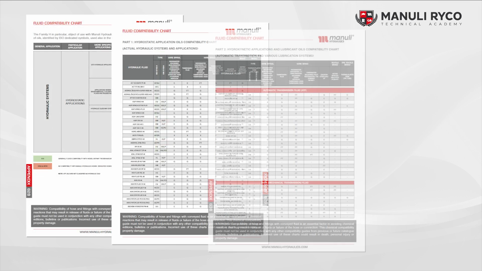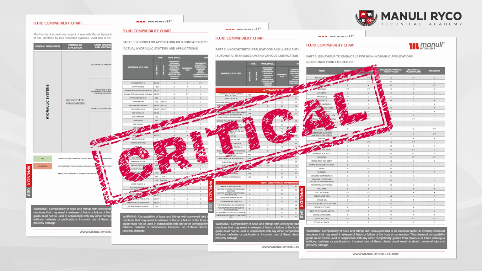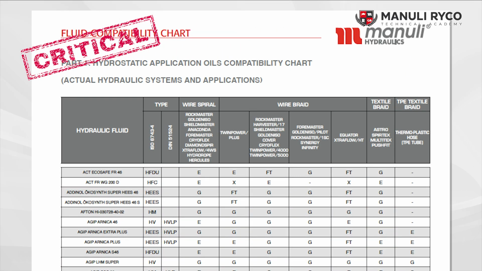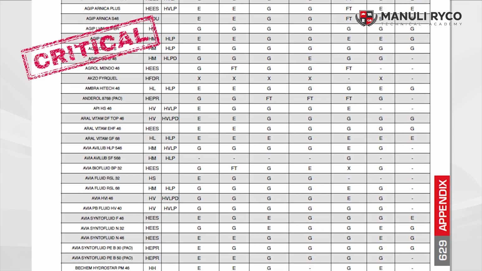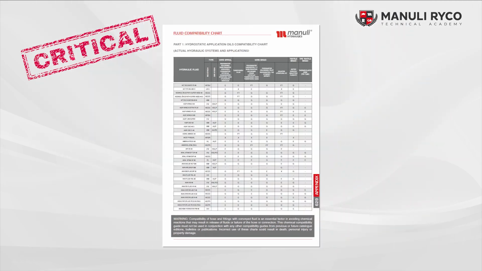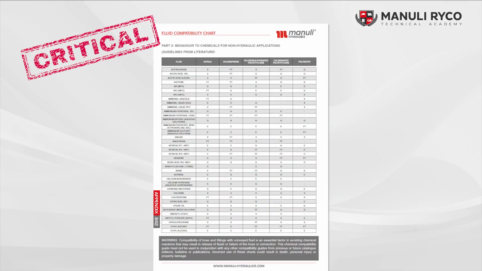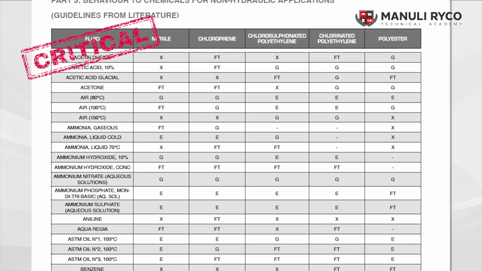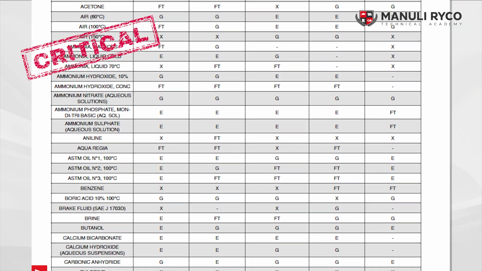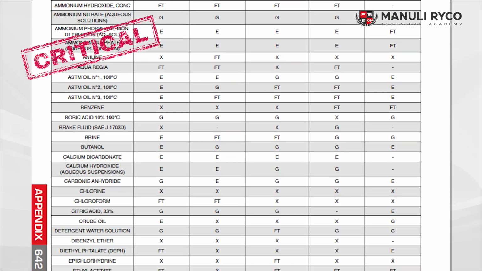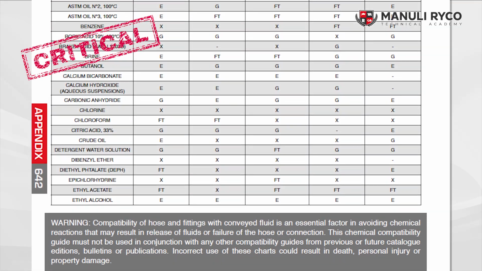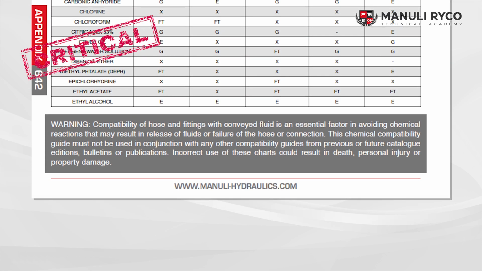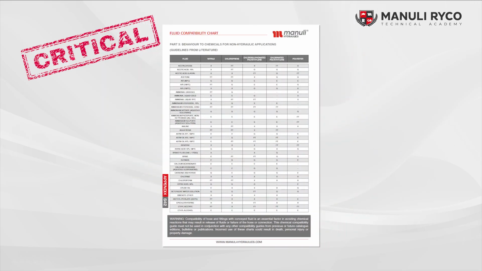The fluid compatibility chart is a critical point of reference for the use of Manuli hoses in the field. This section provides detailed information about how Manuli hoses react to the use of various lubricant fluids. Additional compatibility information with generic chemicals is also provided, but for theoretical reference only. This is because a simple chemical compatibility between materials does not automatically mean that the use of a particular hose and fitting for a non-hydraulic application involving safety hazards is authorised.